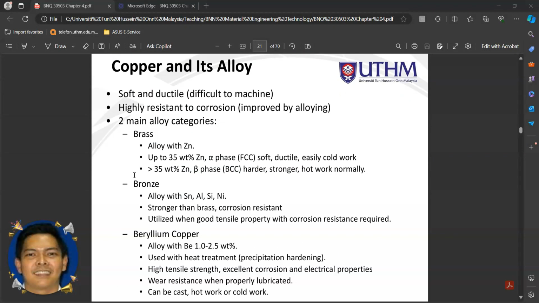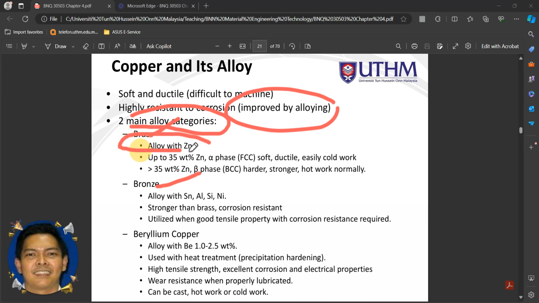Copper and its alloys. Basically it's soft and also ductile, and difficult to machine. However, it's also highly resistant to corrosion. However, this can be improved via the alloying process. There are two main alloy categories, which are brass and also bronze. Basically, brass is an alloy with zinc.